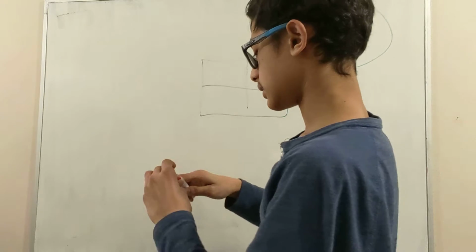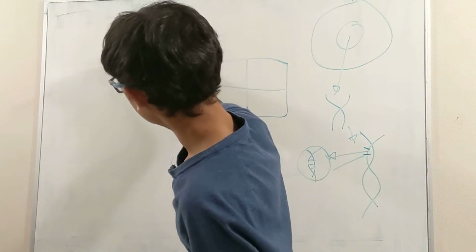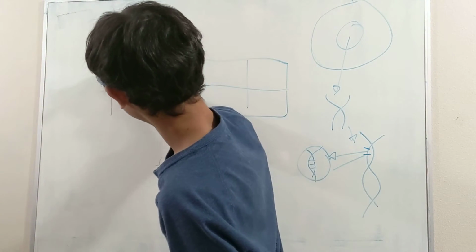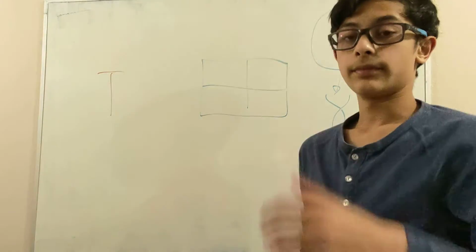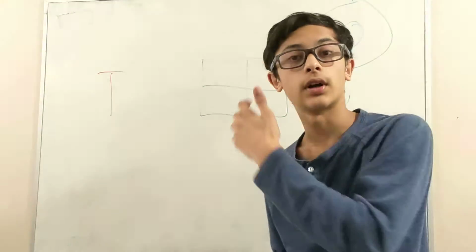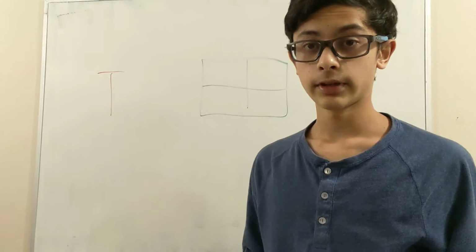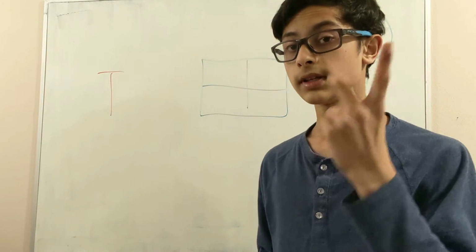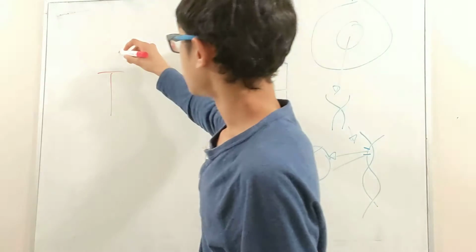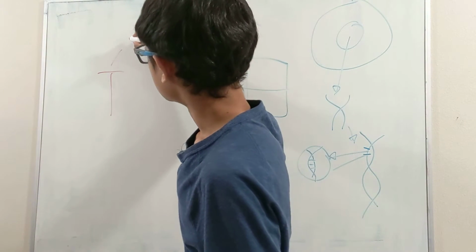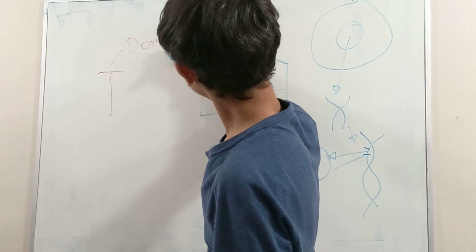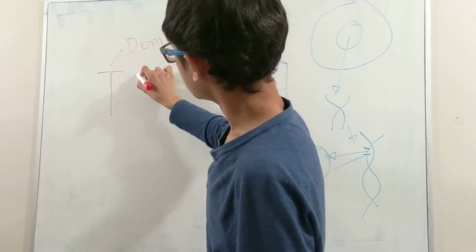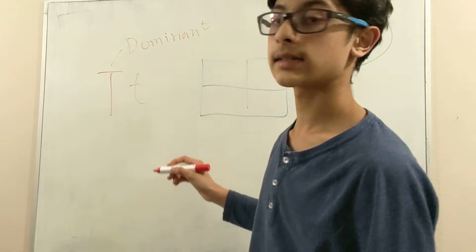We could denote this by the letter T. So T basically stands for the dominant allele. There are 2 types of alleles, dominant and recessive. We write the dominant one as capital and recessive as lowercase.